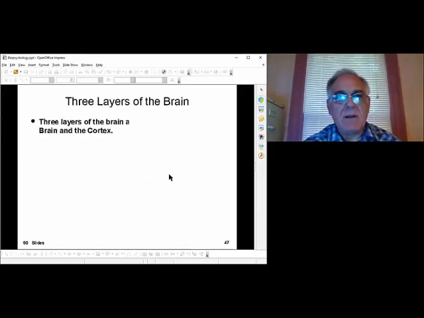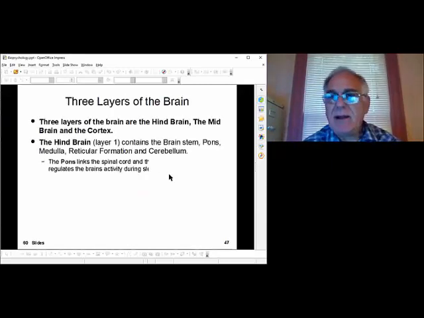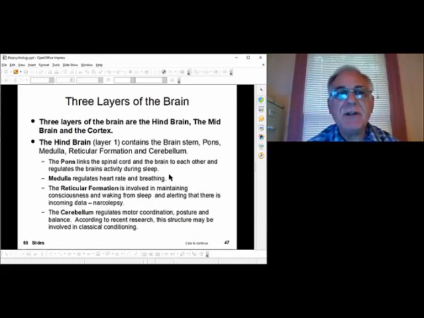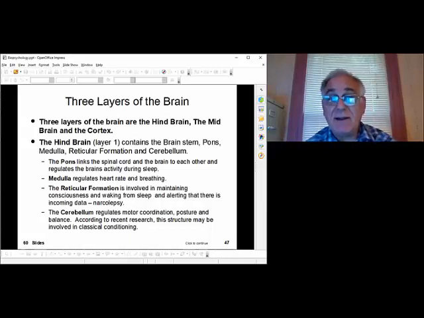So the hindbrain, which I just talked a little bit about, contains the brainstem, pons, medulla, reticular formation, and cerebellum. The pons links the spinal cord and the brain to each other and regulates the brain's activity during sleep. The medulla regulates heart rate and breathing. The pons and the medulla are both connected to the autonomic nervous system, the things that we do automatically, right? Breathing, regular heartbeat, right?